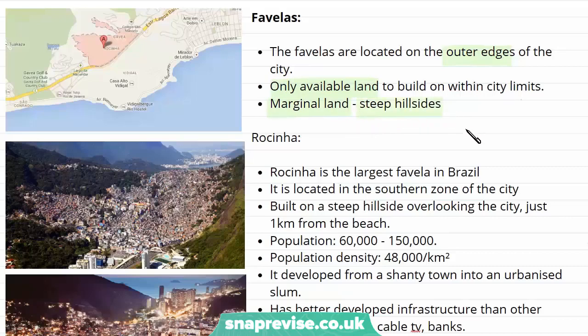So I'm going to focus now on the largest favela in Brazil, which is in Rio itself, and this is called Rocinha. And this is the size of Rocinha here on a map, this pink area. And you can see the size of this favela is absolutely enormous in comparison to the size of the rest of the areas of the city.